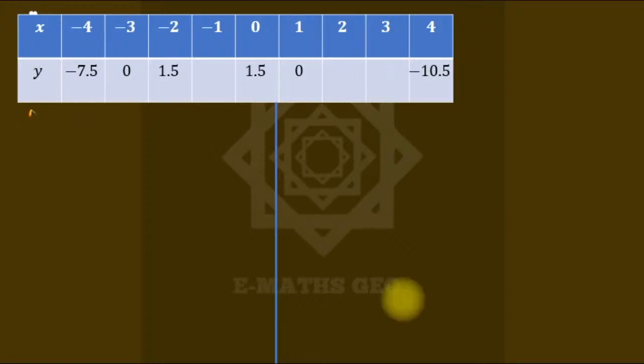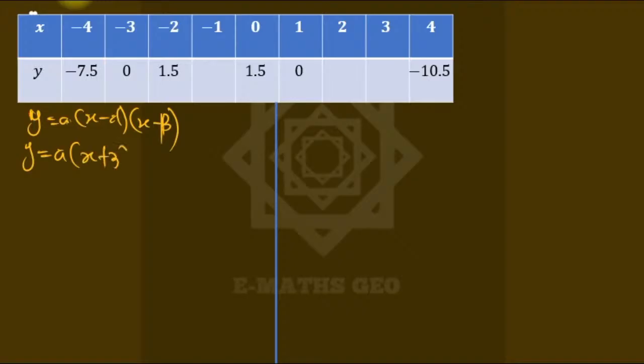I'm using y equals a times x minus alpha, x minus beta. A is also a constant. Since x-intercept is where y is 0, we get x minus minus 3, so x plus 3, and x minus 1. To finish up the function, we need to get the value of a.